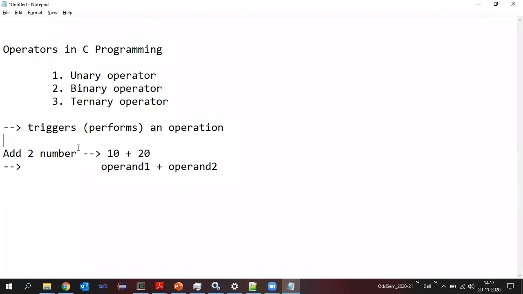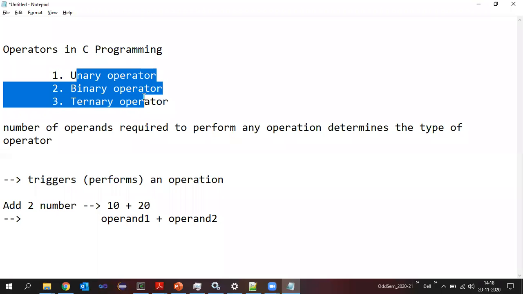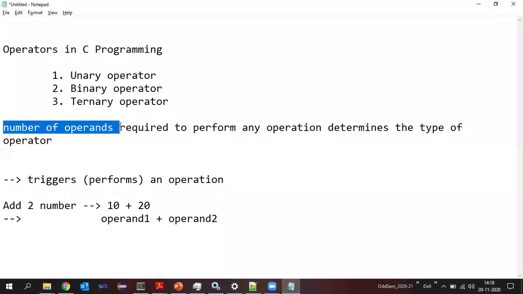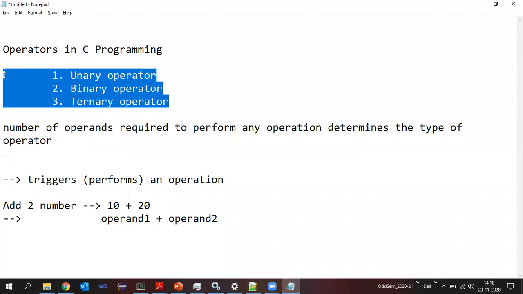So what do we actually mean by this? Earlier, I told you there are three types of operators. The classification I have given is made based upon what? Based upon the number of operands required. Operands mean what? What example had I given? Considering addition, in order to do addition, I require how many numbers? I require two numbers. In general, those numbers I can call operands. How many operands here? Two operands, say operand 1 and operand 2. So based upon this number of operands, I can classify them into these three categories.